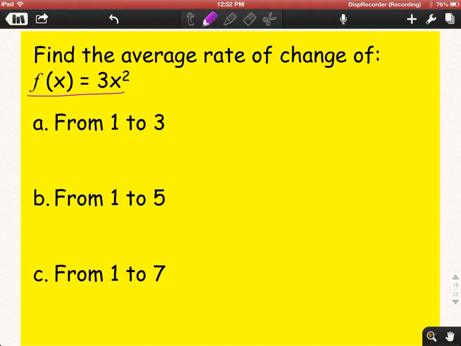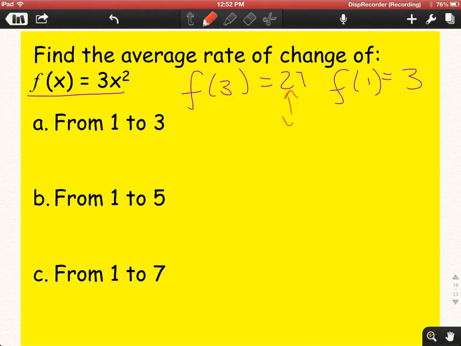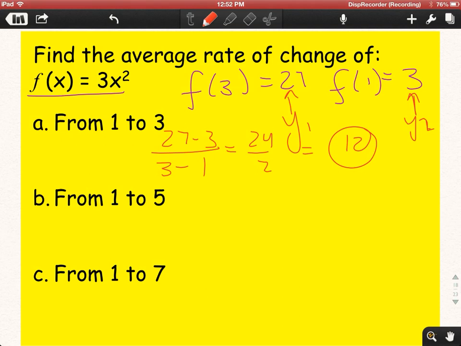All right, so let's do f of 3. That's going to be 27. And let's do f of 1. That's going to be 3. So what I want to show you is that these are y values. We'll call that y sub 1, and we'll call that y sub 2, say. So slope is simply the change in y over the change in x. So that's just simply 24 over 2, which is 12.